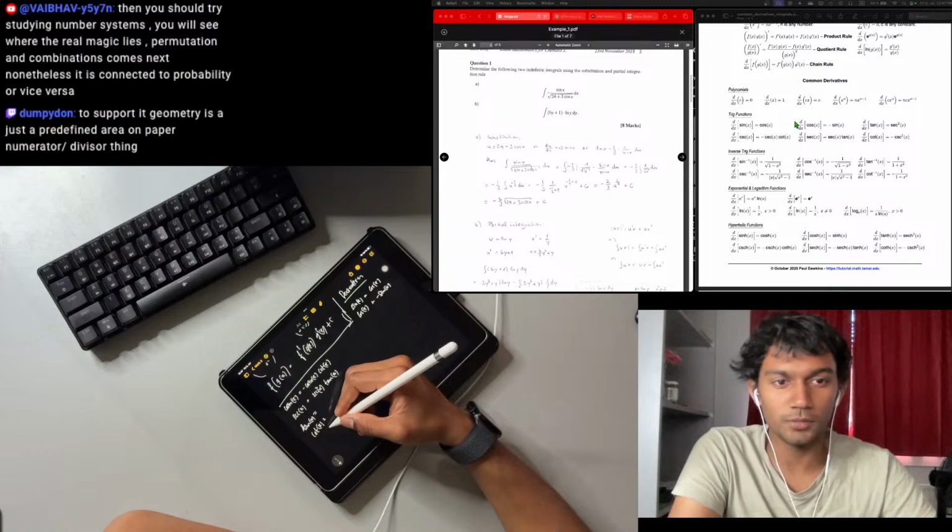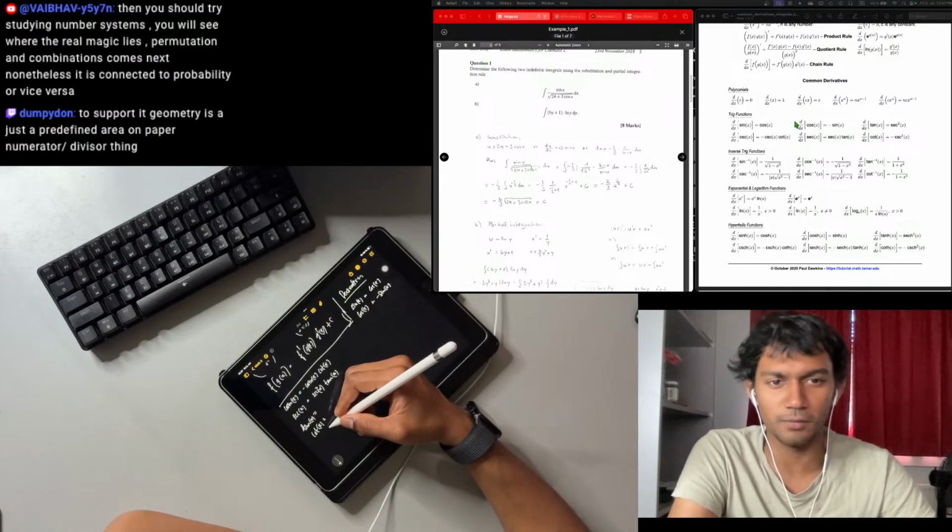To support it, geometry is just a predefined area on paper, numerator by divisor thing.